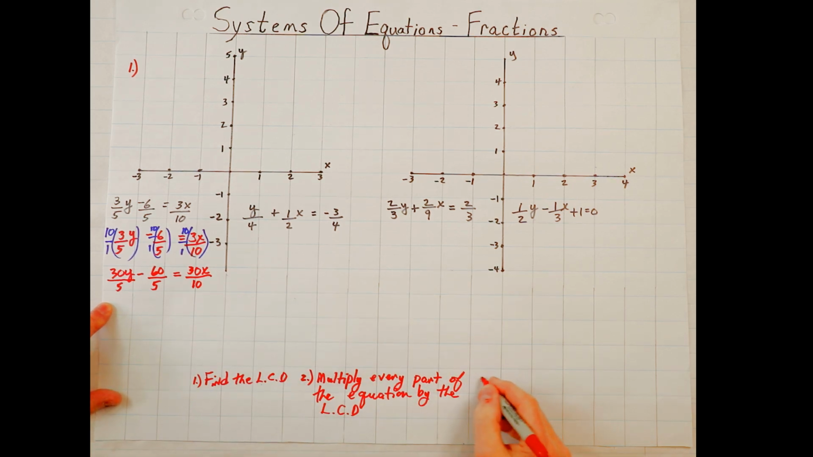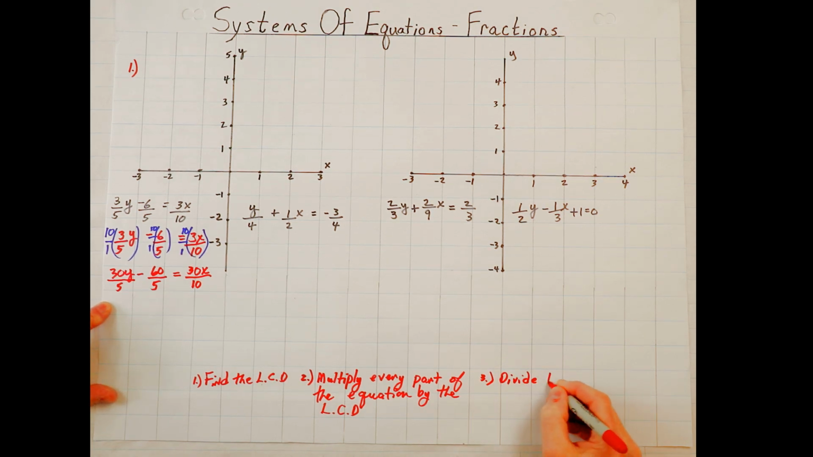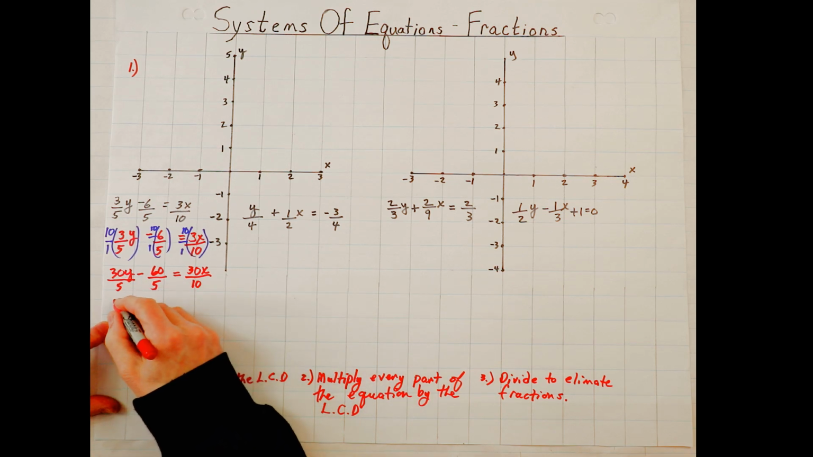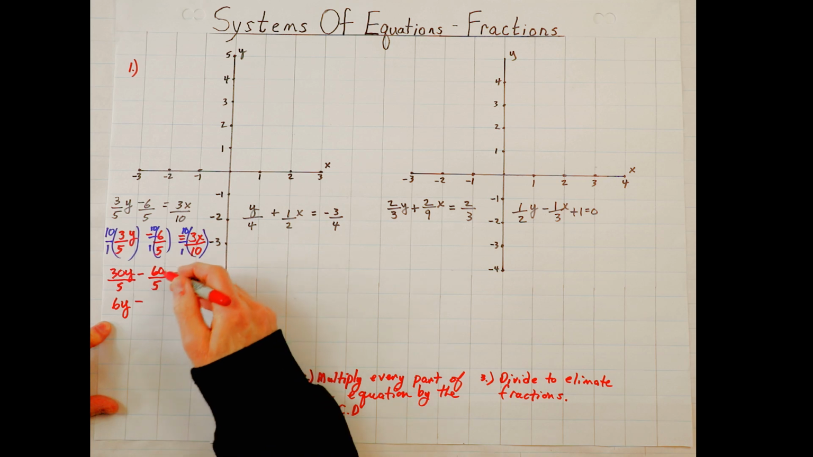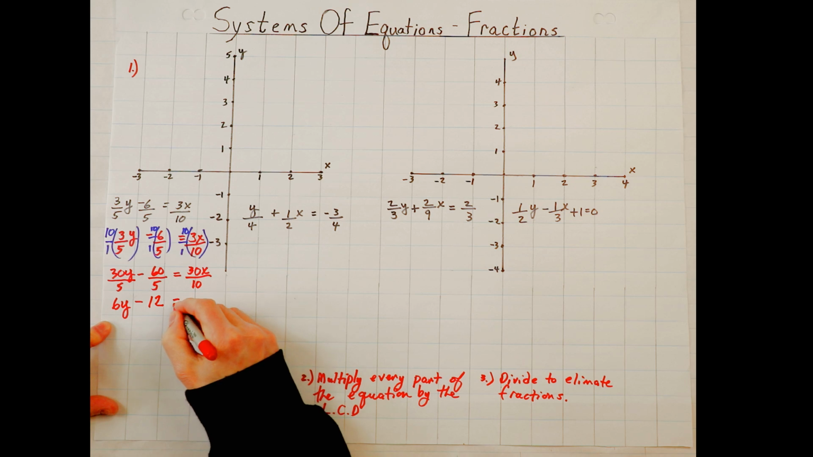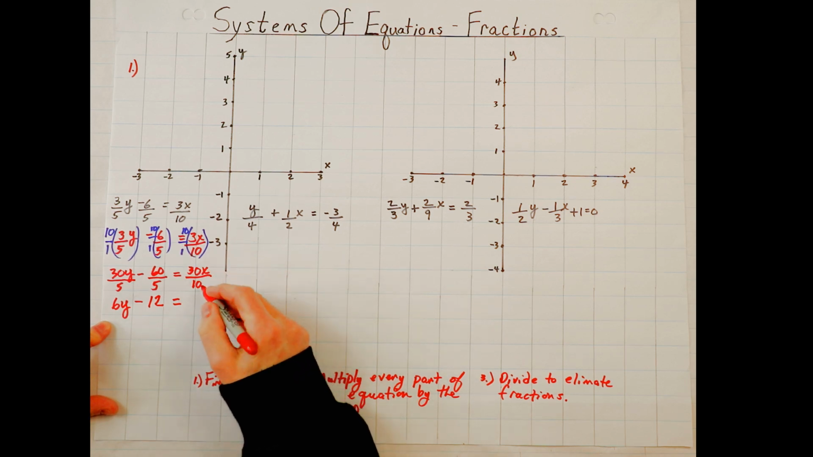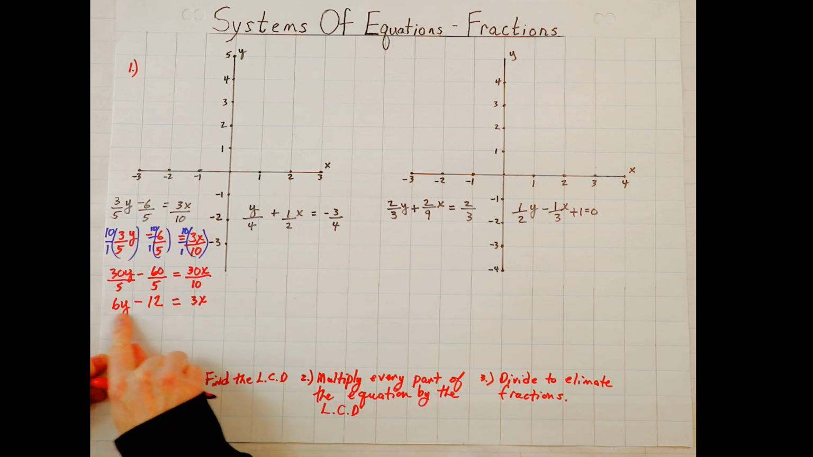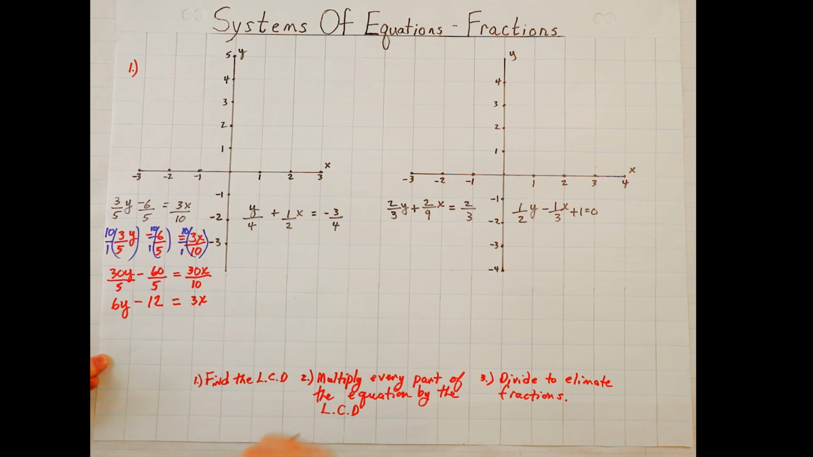All right, step 3. Divide to eliminate the fractions. So watch what happens here when we divide. 30y divided by 5 is 6y. 60 divided by 5 is 12. Equals 30x divided by 10 is 3x. Look, no more fractions. Hey!